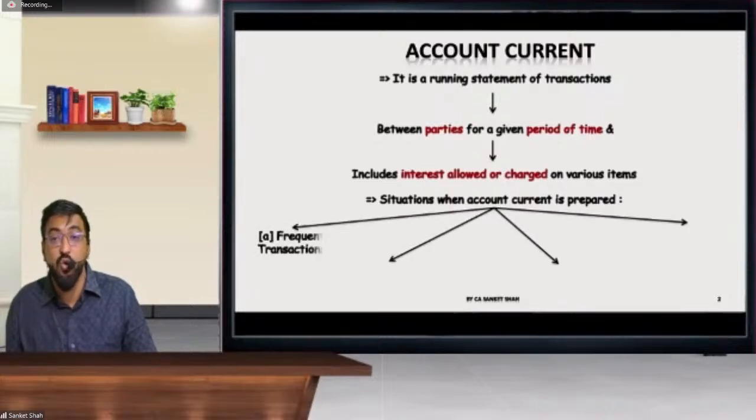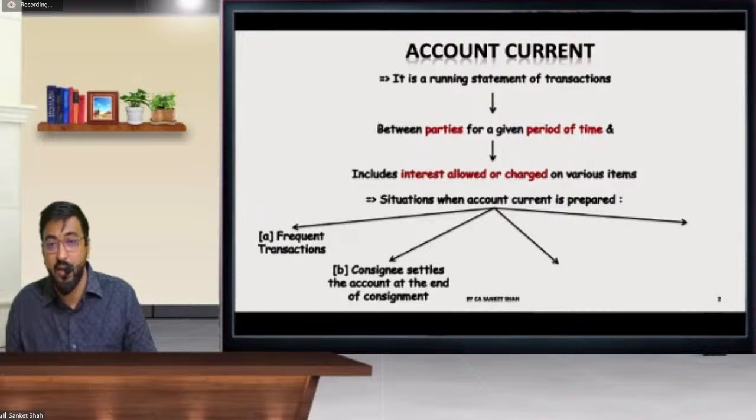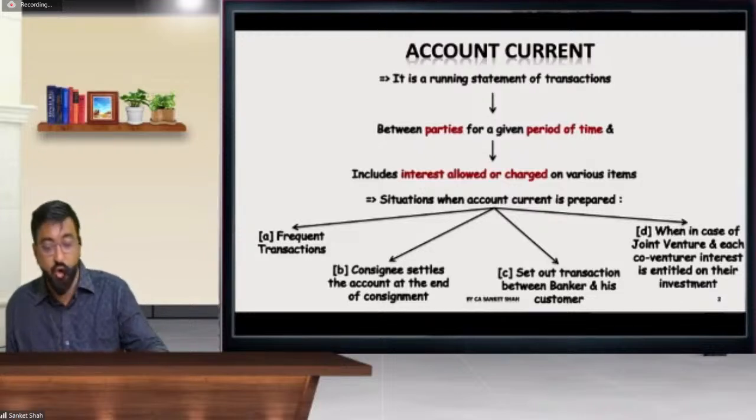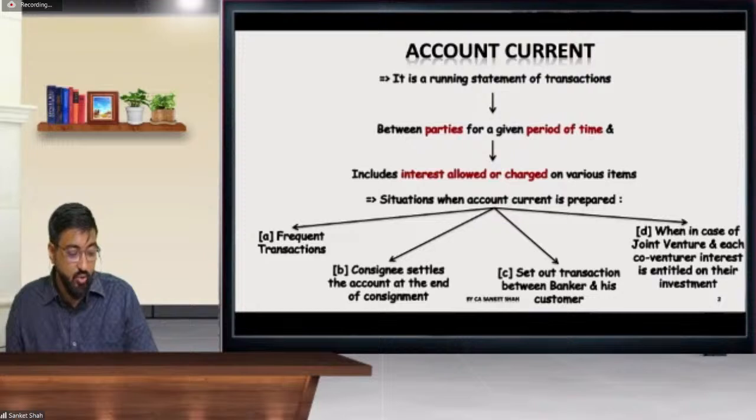So madam, when you have frequent transactions, you sold goods to a party frequently, बार बार आप उनके साथ transaction करते हो. Second, in case of consignment, consignor and consignee, so he is going to charge you at the end. Third, transactions between banker and you, it's very important. And last one, in case of joint venture. So these are some situations where account current statement is there. Can you tell me what is the difference between statement of account and account current? Tell me in the comment section.